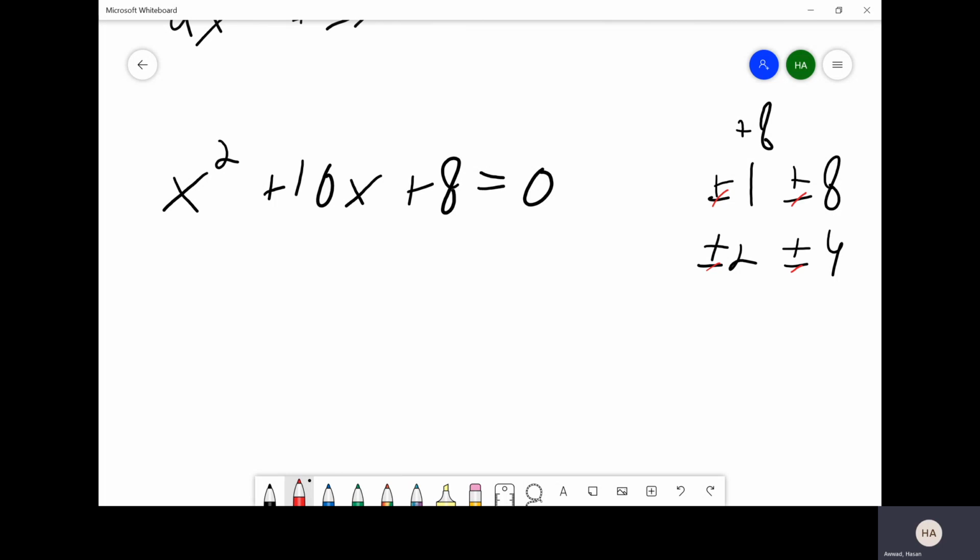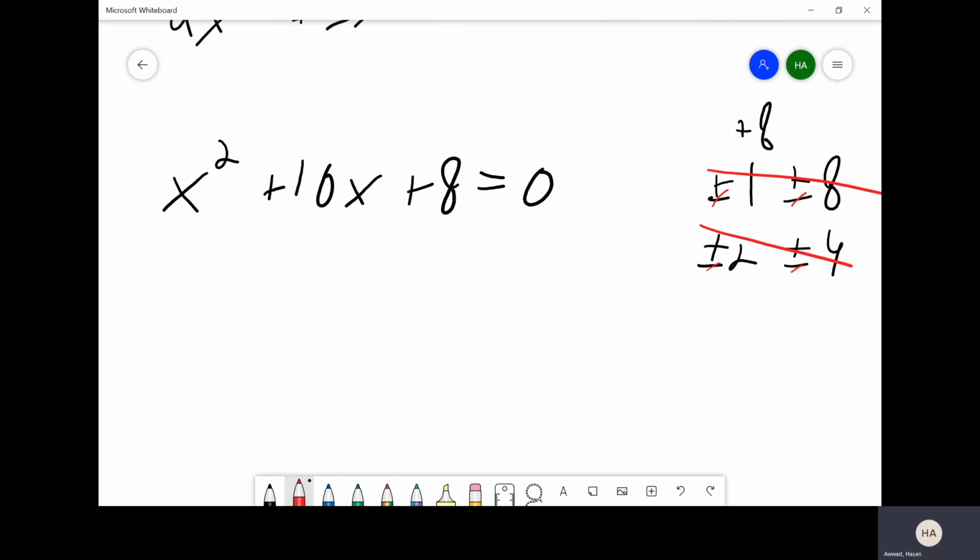But then we say to ourselves, well, wait, positive 2 and positive 4, there's no way those are going to work because that's going to give us 6. And even plus 1 and plus 8 still aren't going to work either. It's going to get us close. It's going to get us to 9, but we need a 10. So by our normal factoring method, we would be stuck. We can't progress any further.